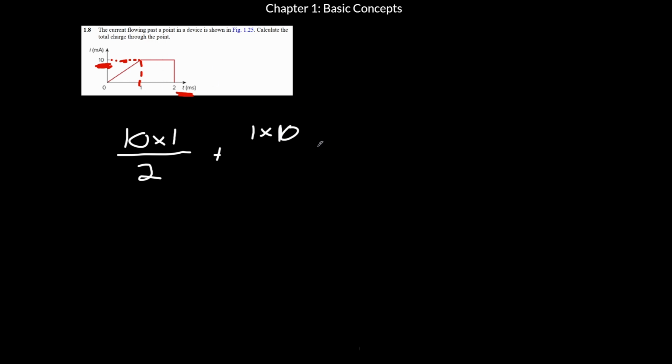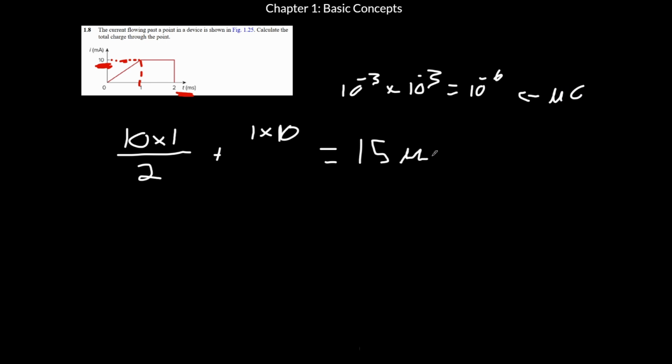So we can just notice this is going to be 5 plus 10, so this is going to be 15. And since the time is in milliseconds and the amperage is in milliamps, we're going to have 10 to the negative 3 times another 10 to the negative 3, which is going to equal 10 to the negative 6. And this is going to be for our units, right? And this is going to be in microcoulombs. So this is going to be in microcoulombs.